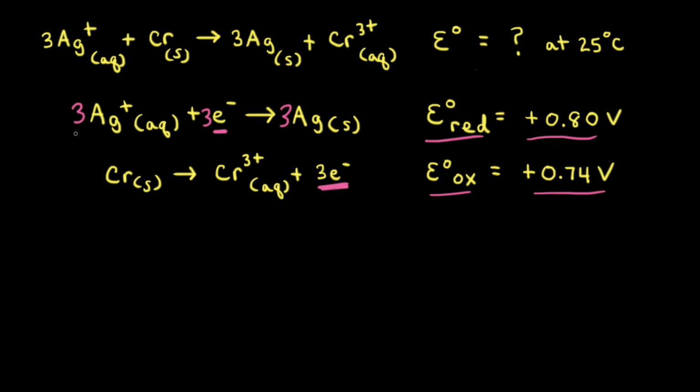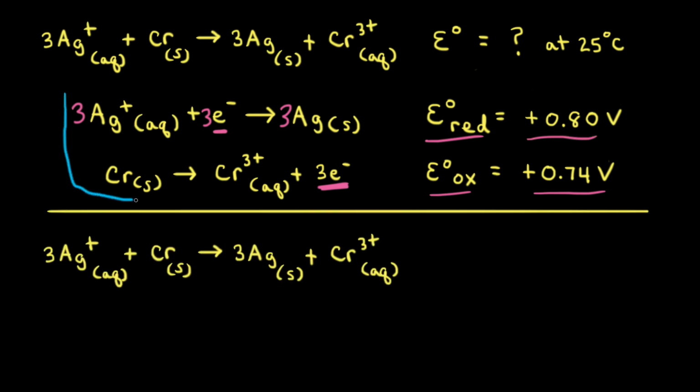Notice that even though we multiplied everything through in our reduction half reaction by a factor of 3, we did not multiply the standard reduction potential by a factor of 3. And that's because voltage is an intensive property and doesn't depend on the amount of substance. So it doesn't matter if we're talking about the reduction of 1 mole of silver cations or 3 moles of silver cations, the standard reduction potential is the same for both half reactions.